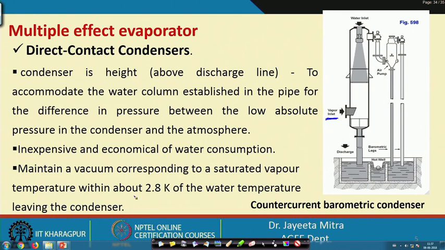So, here we maintain a high vacuum corresponding to a saturated vapor temperature within about 2.8 Kelvin of the water temperature leaving the condenser.